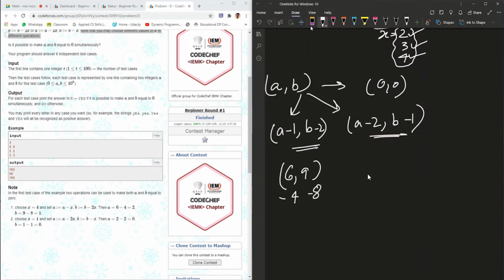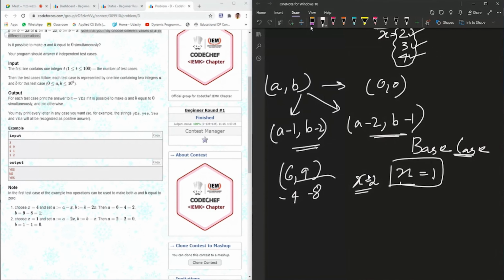We can subtract 6 by minus 4 and we subtract 9 by minus 8. That is, my x here is equal to 2. What I am saying is that all the cases of x equal to 2 or x equal to 3 are just the combinations of the base case x equal to 1. This is my base case. Why am I saying this is my base case? Because with x equal to 1, I can simulate this particular result.